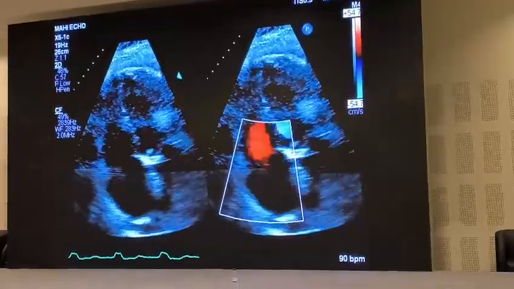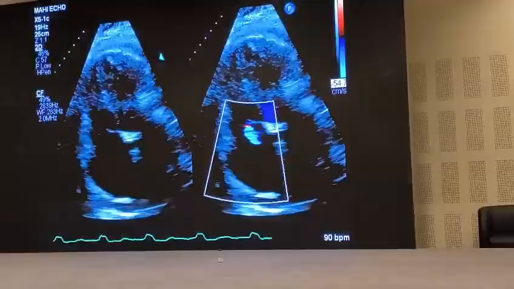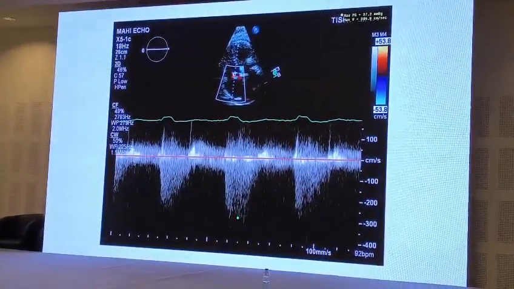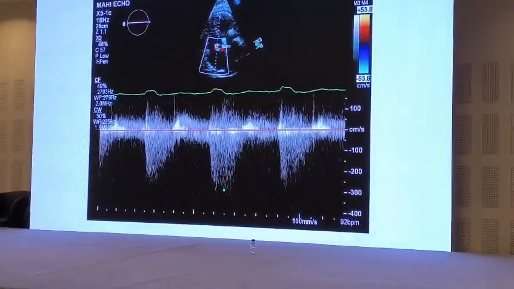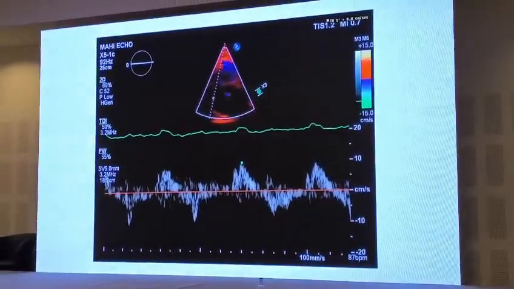Moving to the apical 4, again, there is TR in there, and I didn't like the septal motion, so there is some deviation to the left. RVSP was calculated 37 plus CVP, so like moderate. And the S prime was somewhat preserved, 10.